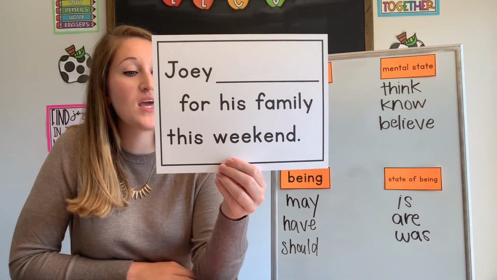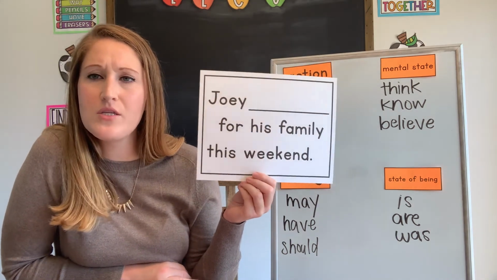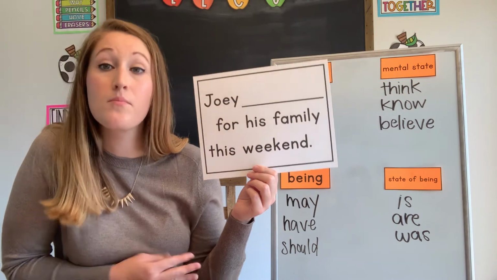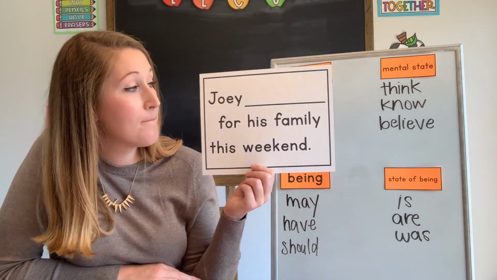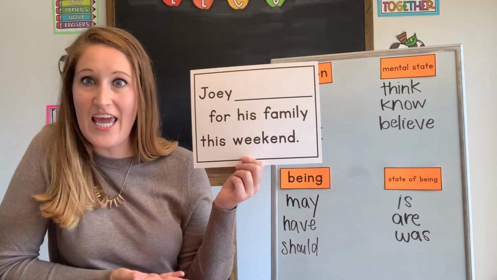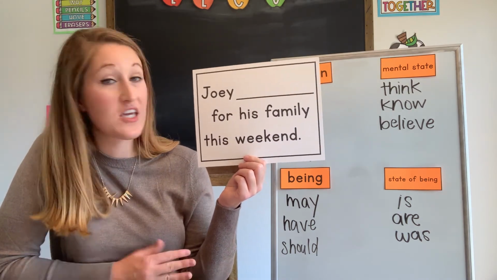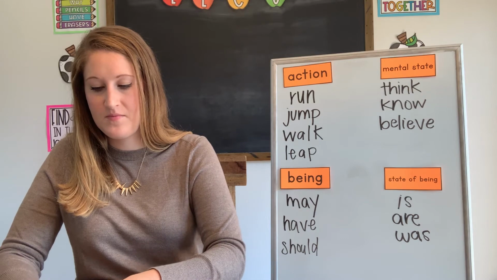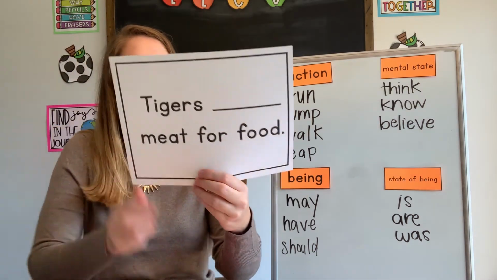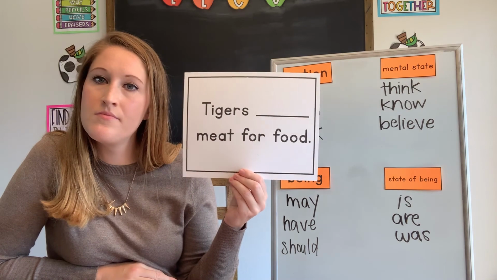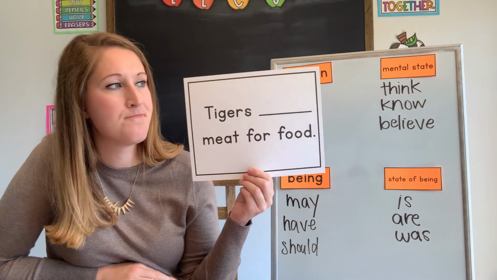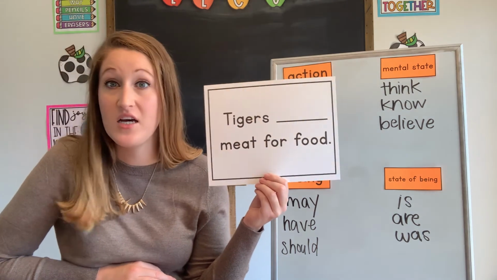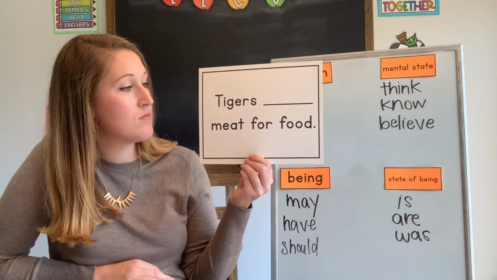Joey blank for his family this weekend. What did Joey do for his family? He played for his family. He sang for his family. He cooked for his family. All really good options. Tigers blank meat for food. Tigers eat meat for food. Hunt meat for food. Very good.